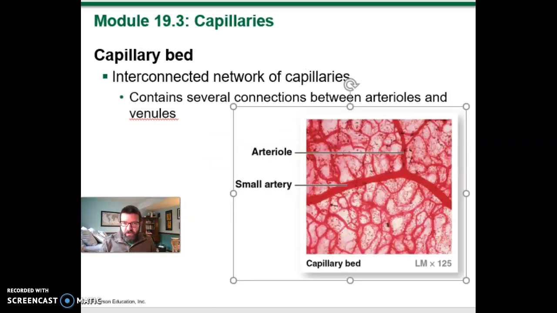While arteries or veins may run as a single artery, right? You have your radial artery that runs down your arm and your carotid artery that runs up your neck on each side, right? Capillaries run in these beds, right? Giant networks of interconnected vessels, and a bed will run between an arteriole and a venule.